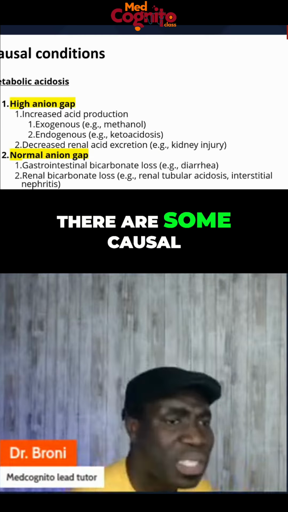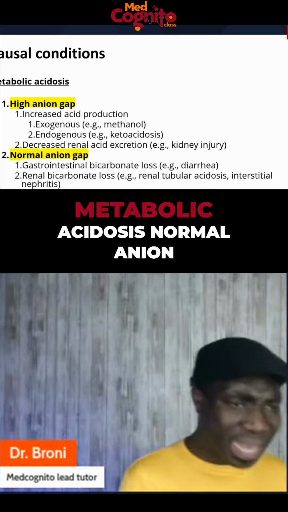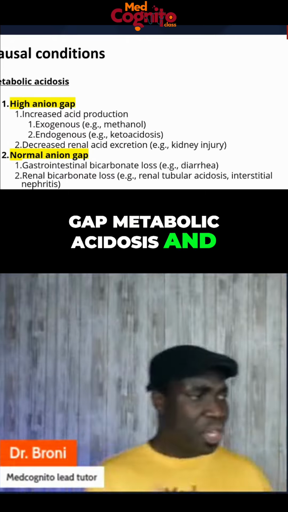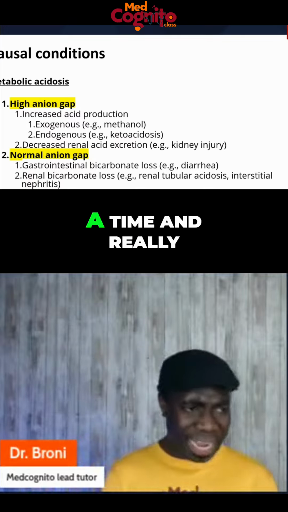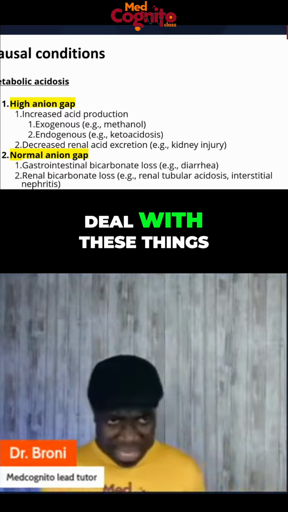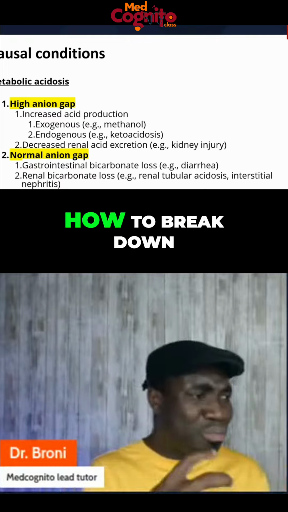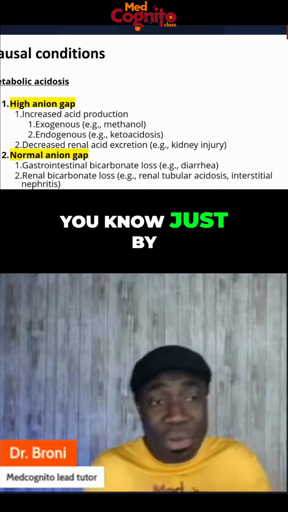Now, there are some causal conditions. We have what we call high anion gap metabolic acidosis, normal anion gap metabolic acidosis. And in the course of these lectures, maybe one of these days we'll also pick a time and really deal with these things. But for today, we are going to crunch how to break down what is metabolic acidosis, what is respiratory acidosis, just by looking at the figures.